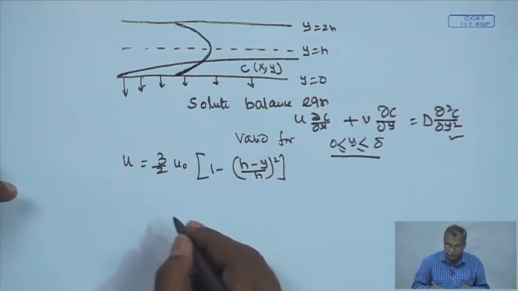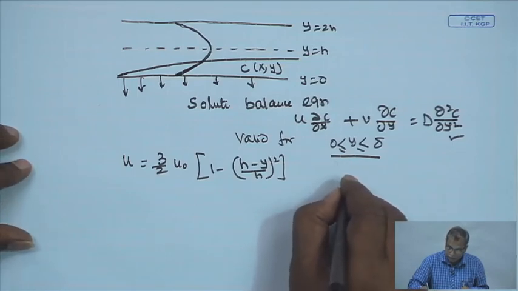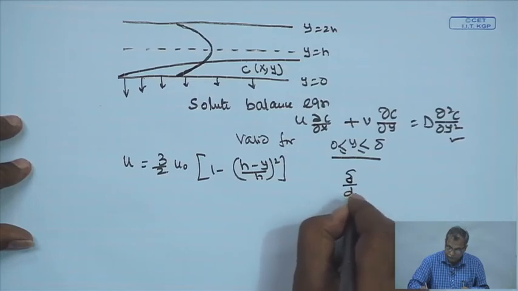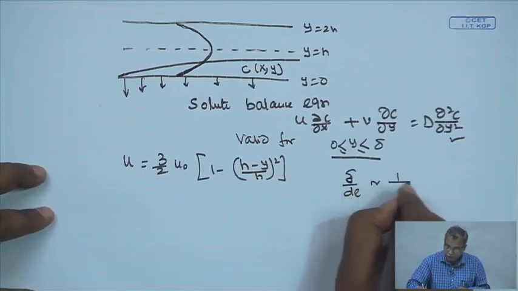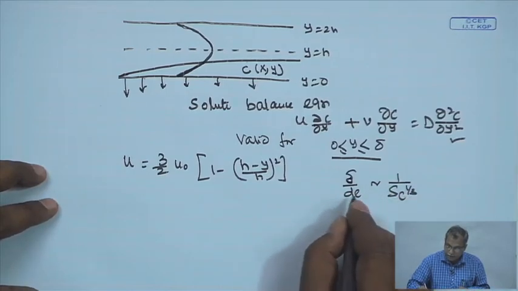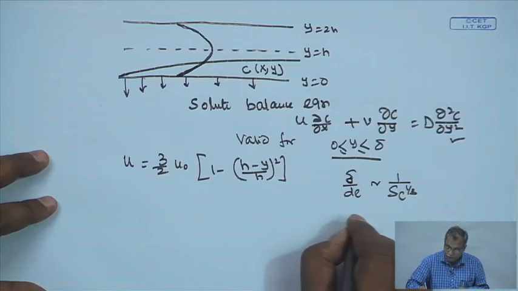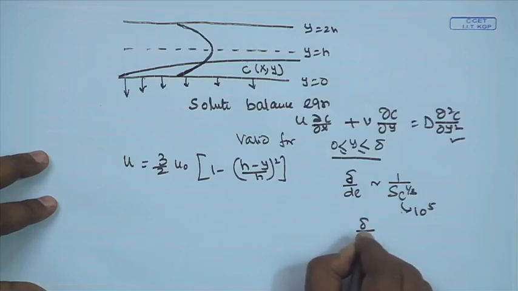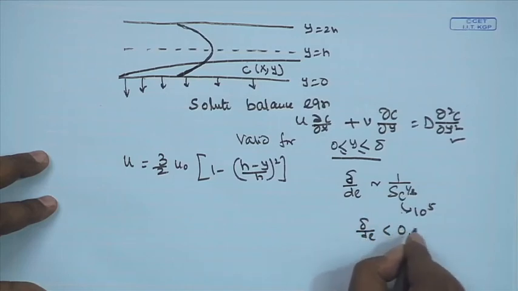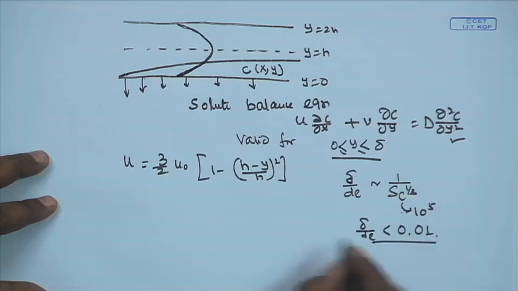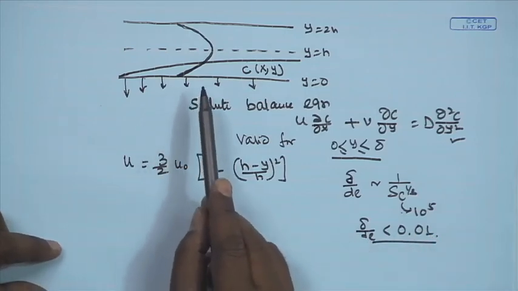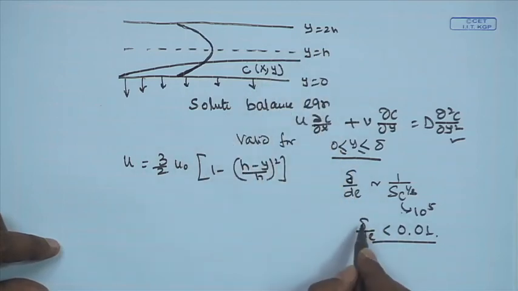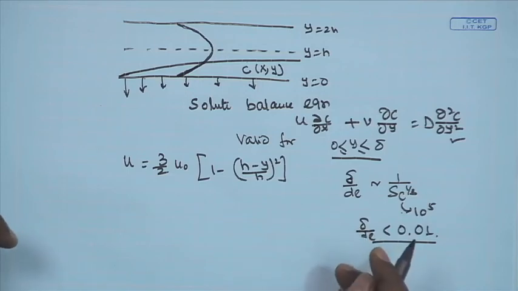So, the thickness of the mass transfer boundary layer can be roughly approximated by this equation. Delta by d_e will be inversely proportional to the Schmidt number, and if you put a Schmidt number around 10 to the power 5, delta by d_e will be less than 0.01. That means, with respect to the geometric dimension of the channel, the thickness of the mass transfer boundary layer is only 1% of the channel dimension.